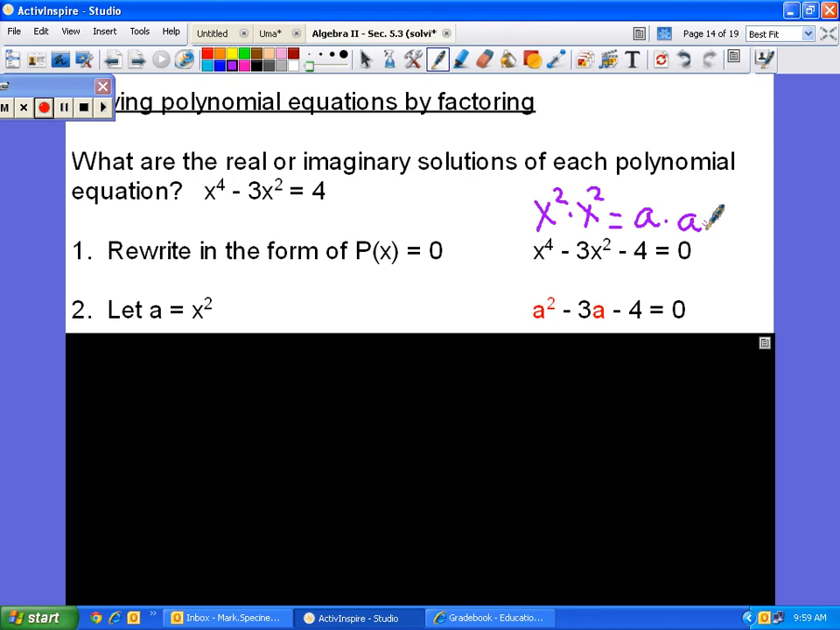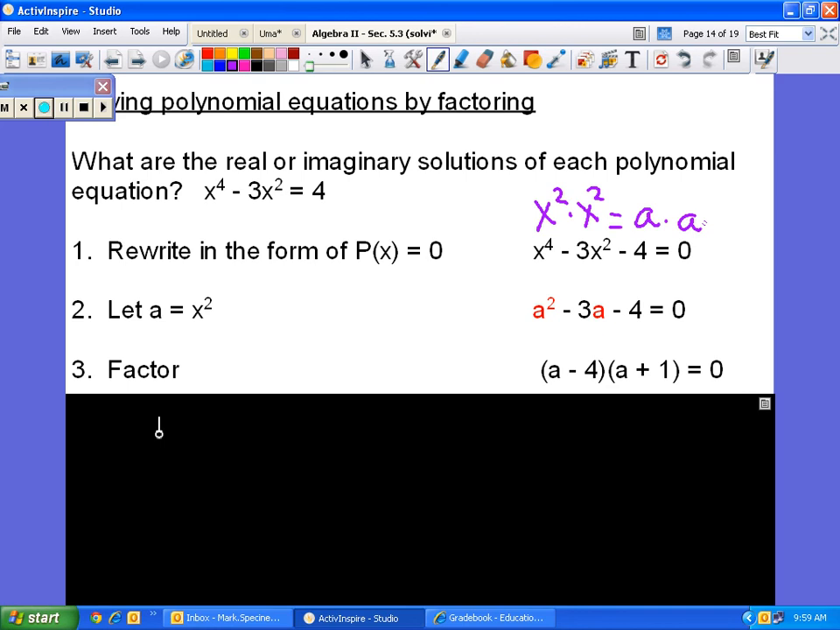Now I have a quadratic. And even better, I have a quadratic whose leading term is 1. So now I can go to the easiest way to factor that I know, which is to find the factors of c that add up to b. So what are the factors of negative 4 that add up to negative 3? Well, what are the factors of 4? There's 1 and 4, there's 2 and 2. It has to be 1 and 4. So one's going to be positive, one's going to be negative. My answer needs to add up to negative 3, so my two factors are 1 and negative 4. So I make that a minus 4 and a plus 1.